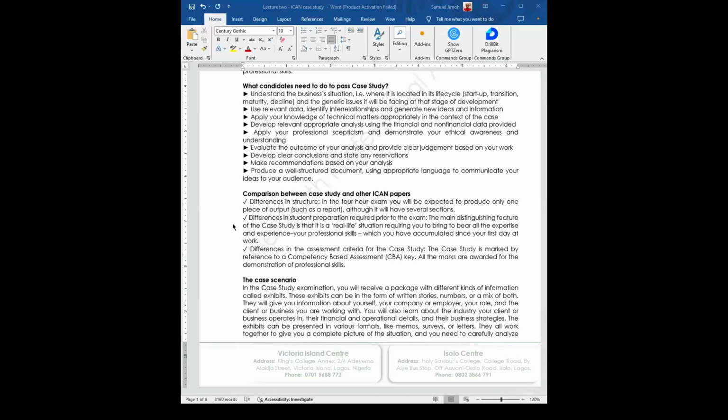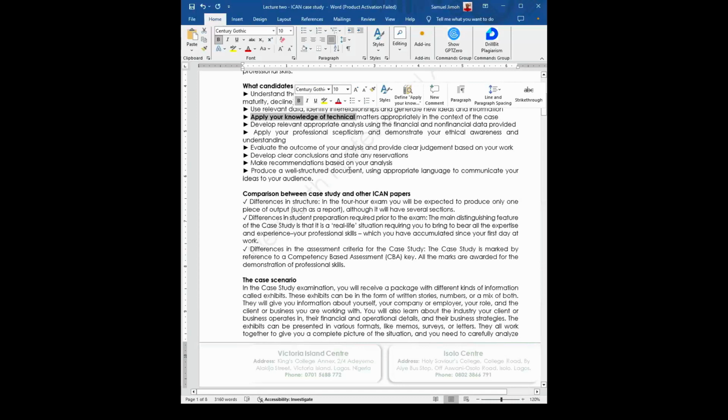And the other one is we could be looking at a situation whereby you want to use models to analyze the operations of a business. So, in any case, you must be able to identify what case you are answering and the relevant data that you need to use to answer that particular scenario. Then you must be able to apply your knowledge of technical matters. And here is a very important aspect of this paper.